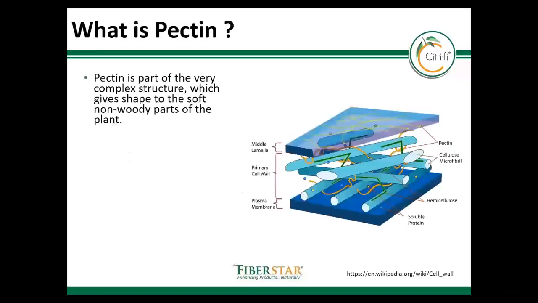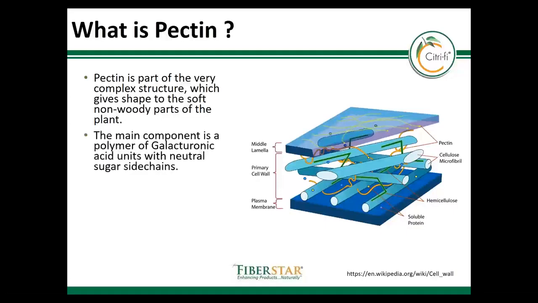Let me start with some background information on pectin. Pectin is located in plant cell walls and is part of a very complex structure. Especially the soft, non-woody parts of plants are high in pectin, where it helps with keeping the shape and moisture control. The main component, the backbone, is a polymer of galacturonic acid units.